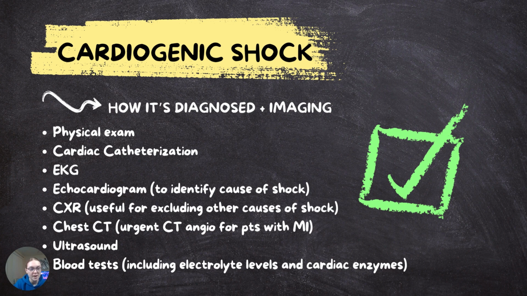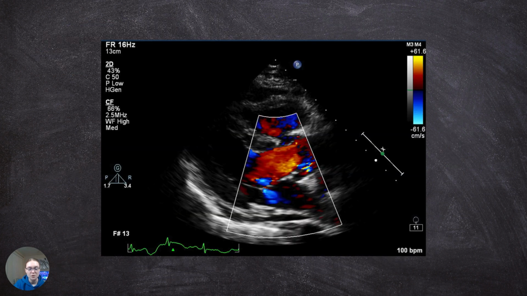A chest x-ray can be useful for excluding other causes of shock. And a chest CT might be helpful, especially for patients with an MI or suspected of an MI. An urgent CT angio will be ordered. An ultrasound and blood tests, including electrolyte levels and cardiac enzymes. So here we have an example of an ultrasound of a patient who is having an MI.